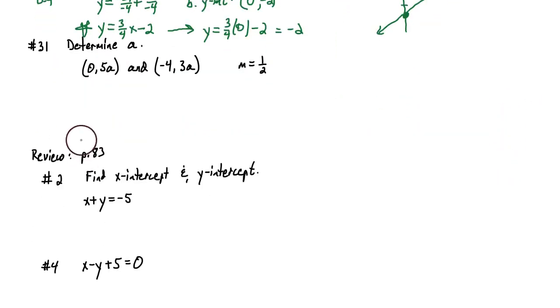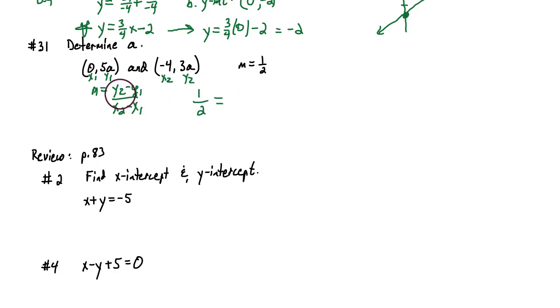Question 31. Determine the value of A so that a line through these two ordered pairs would have the slope of 1/2. Let's use the slope formula. M equals y2 minus y1 over x2 minus x1. Remember that this is x1, this is y1, this one's x2, this one's y2. Let's make some substitutions. What are we going to fill in for m? Well, we're told m is 1/2, so put that where the m is.